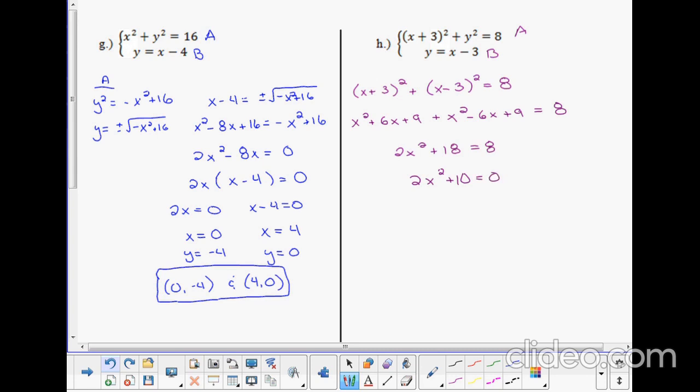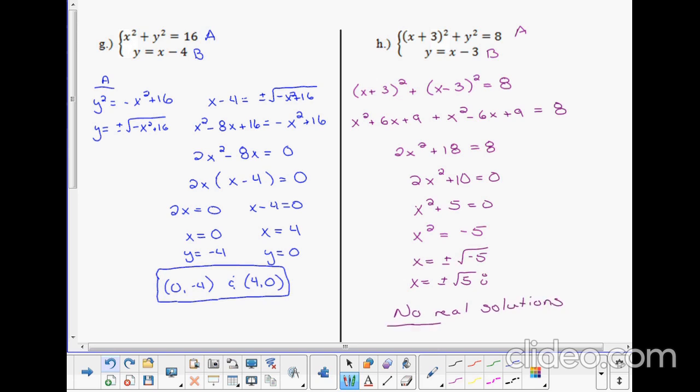At this point, if you wanted to solve, we could divide everything by 2. We could factor out a 2 and divide by it. So x squared plus 5 equals 0. I could subtract 5 from both sides, so x squared equals negative 5. Then taking the square root, I'd get x equals plus or minus the root of negative 5, which we know would be plus or minus root 5i, which would be an imaginary solution, and so there are no real solutions at this point.